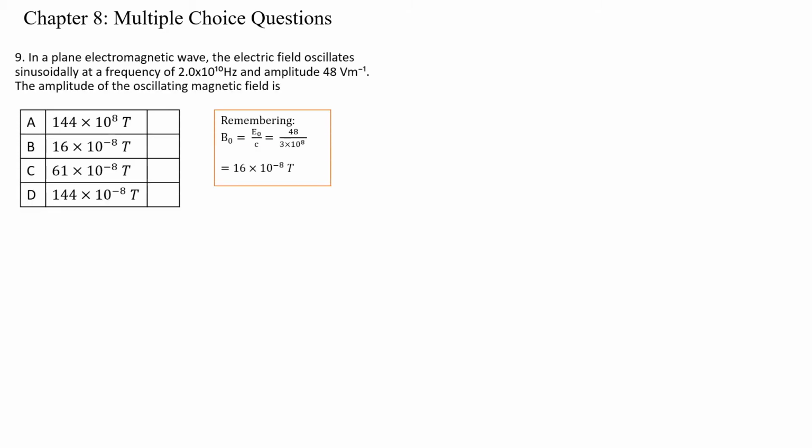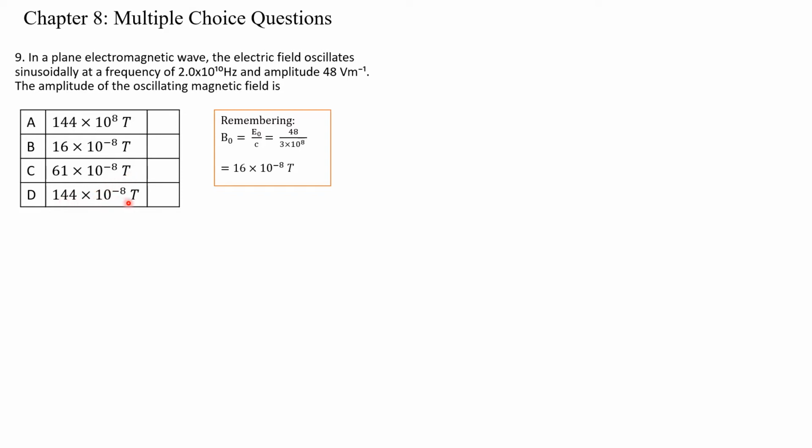Next question. In a plane electromagnetic wave, the electric field oscillates sinusoidally at 2 into 10 to the power of 10 Hertz and its amplitude is 48 volt per meter. The amplitude of the oscillating magnetic field is. Here, this is a numerical problem. Four options are given: 144 into 10 to the power of 8, 16 into 10 to the power of minus 8 Tesla, 61 into 10 to the power of minus 8 Tesla, and 144 into 10 to the power of minus 8 Tesla.